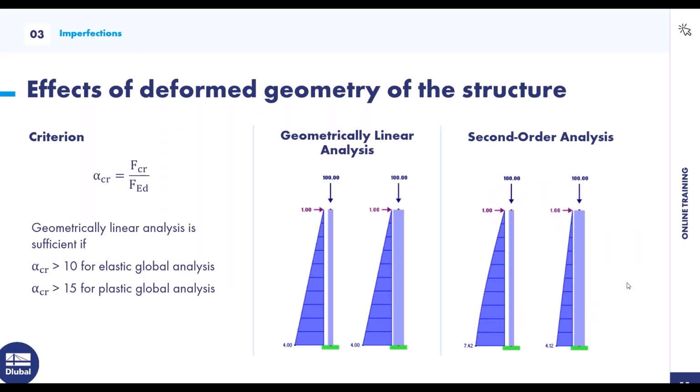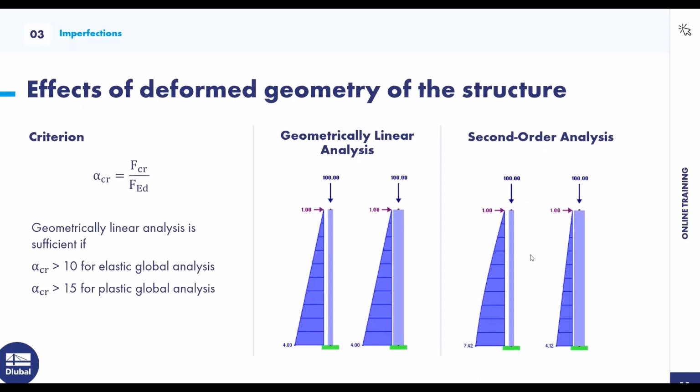Then we turn to the next topic for today: effects of deformed geometry of the structure. In the first training course, Introduction to Member Design, it was learned how the results can differ between the calculation according to the first order theory, the geometrical linear analysis, and the second order theory. The geometrical linear analysis is an equilibrium formulation on the undeformed system, and the second order analysis is an equilibrium formulation on the deformed system.